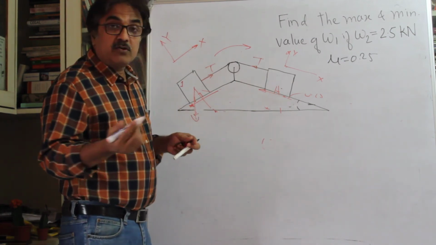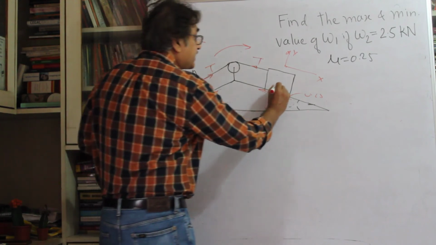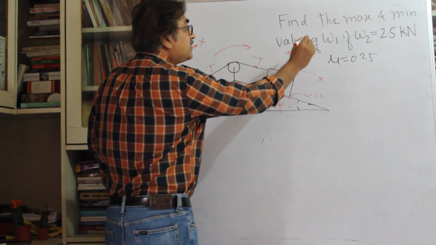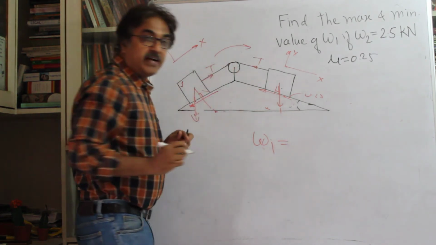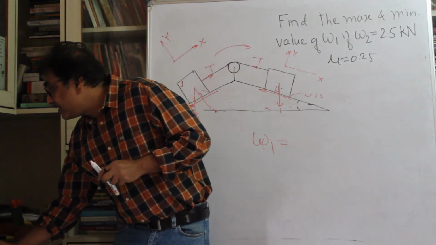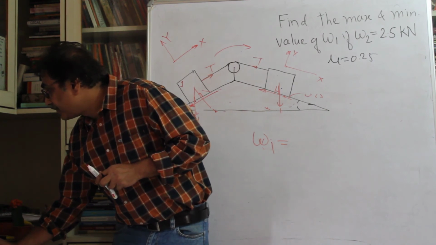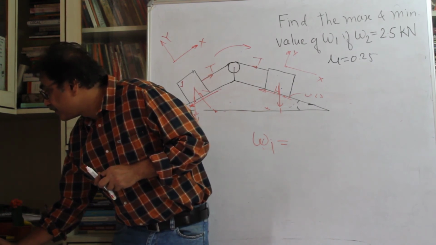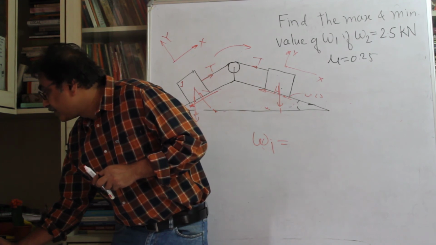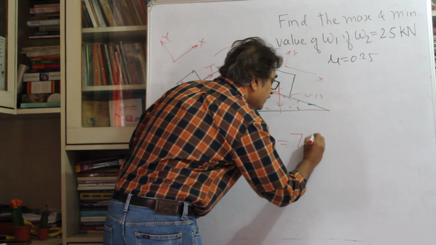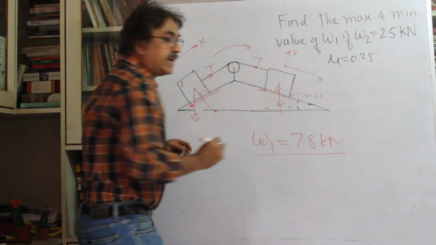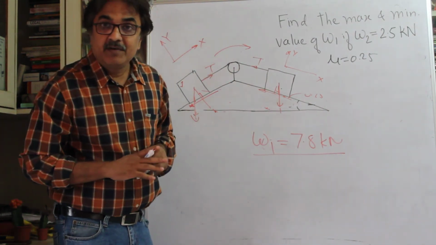And then you find the weight, this weight which is acting downward. This weight W1 will be the maximum weight, and this is going to be 7.8 kilonewtons. That is going to be the maximum weight.